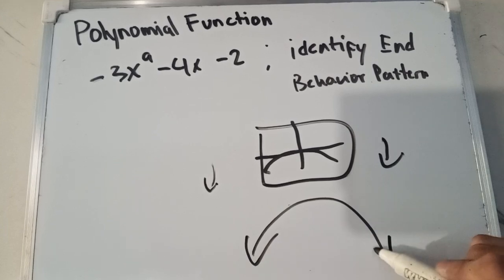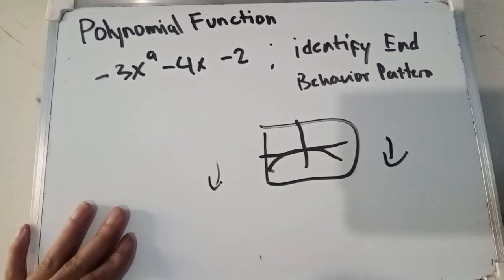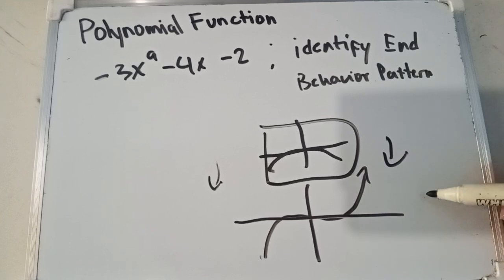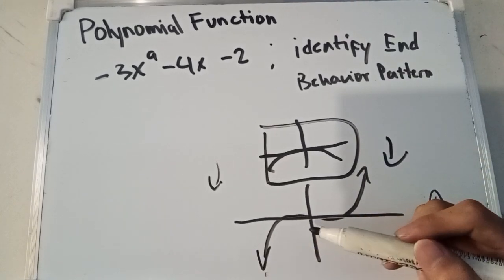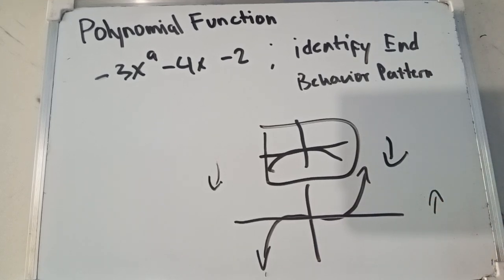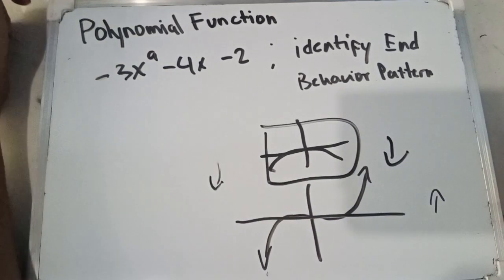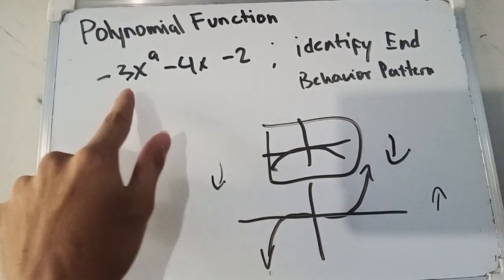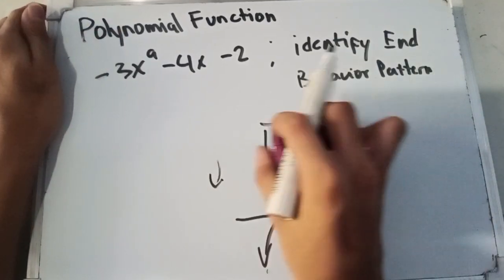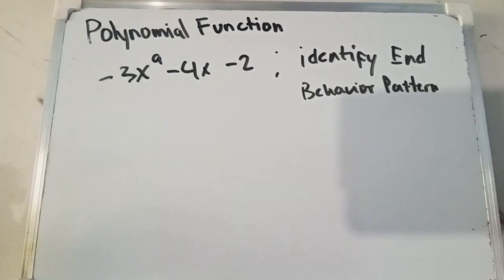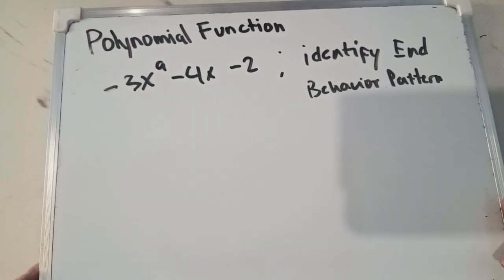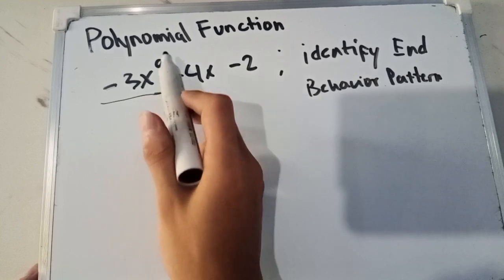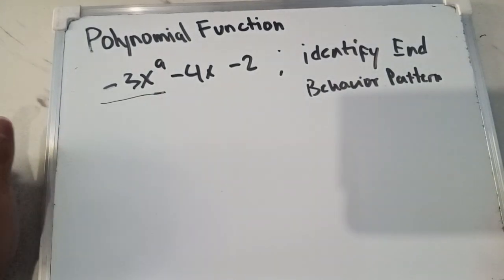Now if we have a graph that looks like this, then it rises to the right and goes down to the left. That is the end behavior pattern. Now how do we identify the end behavior pattern just by this polynomial function? We can find it with these simple rules. So we base on the leading term, especially the leading exponent and coefficient.